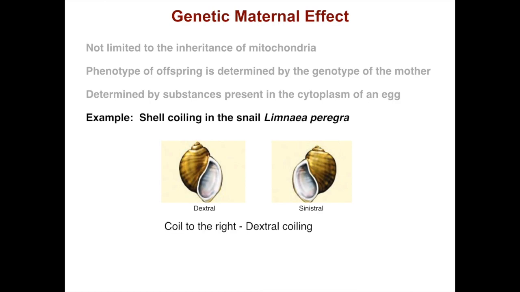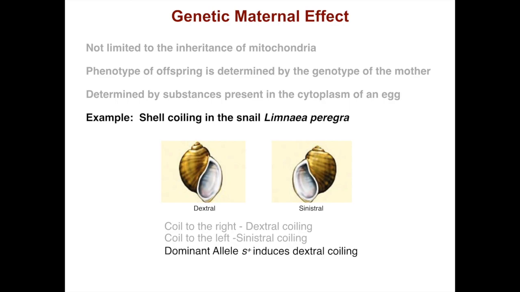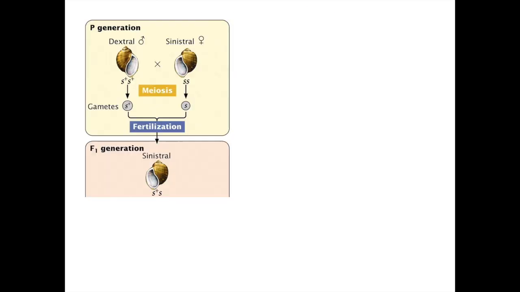If the shell coils to the right, it is known as dextral coiling. If it coils to the left, it is known as sinistral coiling. The dominant allele, S+, induces dextral coiling, and coiling depends on the mother's genotype alone. If we do a cross between a dextral male and a sinistral female, both of which are homozygous for those alleles, all the F1s are heterozygous because the genotype of the mother determines the phenotype of the offspring. All the F1s have a sinistral shell.